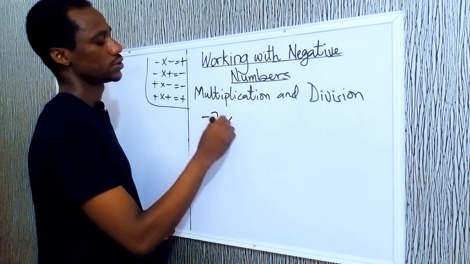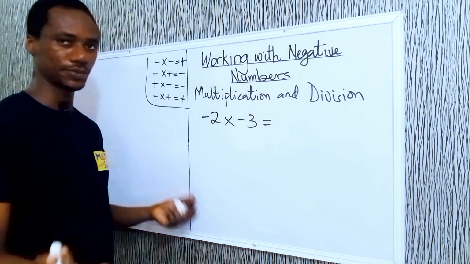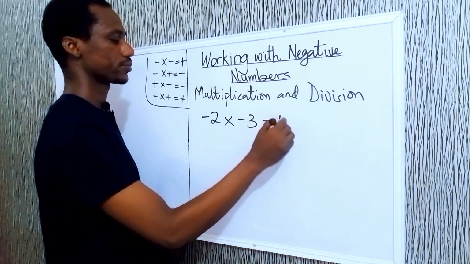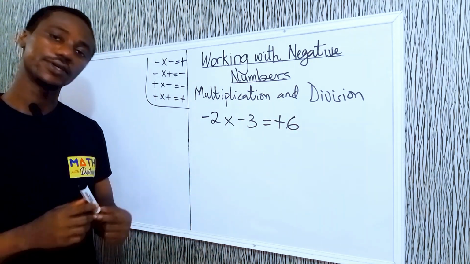Negative 2 times negative 3. All right. First, we multiply the sign. Minus times minus, we know is plus. And then 2 times 3, 6. So that's a positive 6.